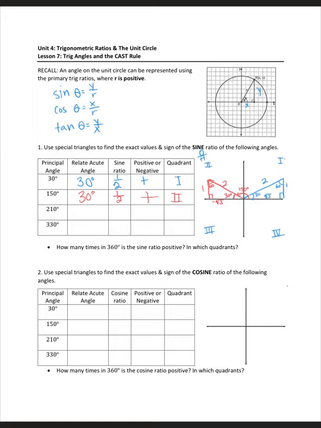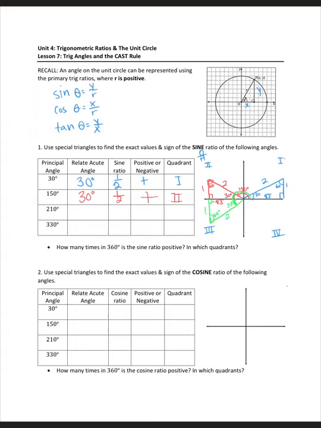So we're going to continue on with this. If we were to do 210 degrees, that would fall somewhere in the 3rd quadrant. And again, we'd have a related acute angle here of 30 degrees. So hopefully we can see where this is going, right? We make our triangle. We have a 30, 60, 90 degree triangle, and we can label our side lengths again.